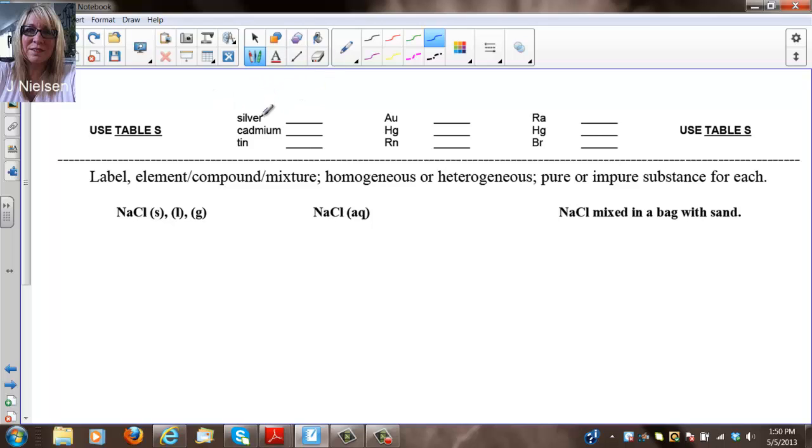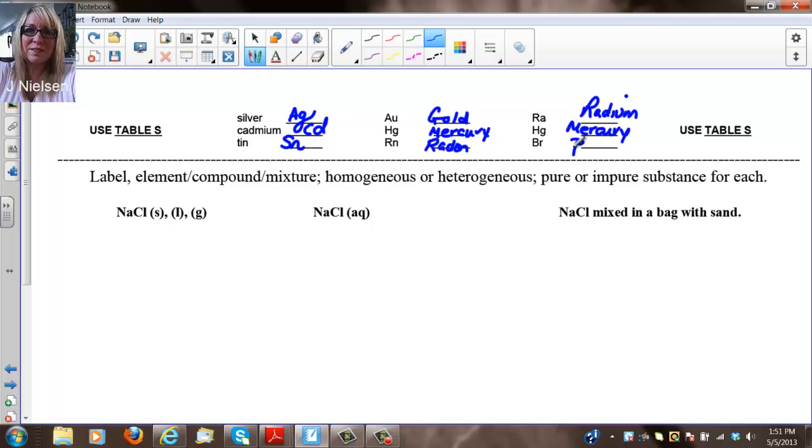So when we go to Table S, we want to be able to look up silver, and we should be able to write that it's Ag. We should be able to look up cadmium, and we should be able to write Cd. Tin is the weird one. It doesn't sound anything like its name. It's Sn. Au is gold, so now we're going to write the name. Hg is mercury. Rn is radon. Ra is radium. Oh, we have a repeat, so we have mercury again.